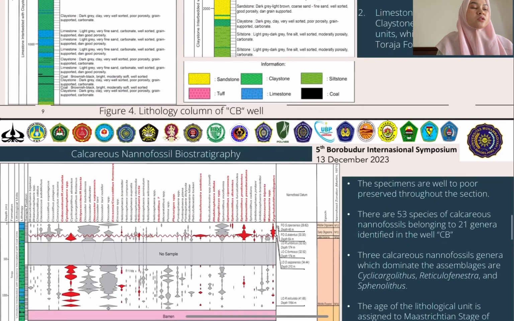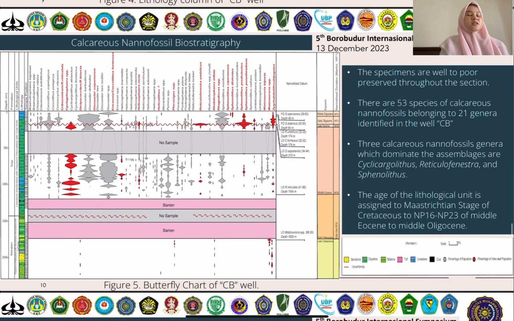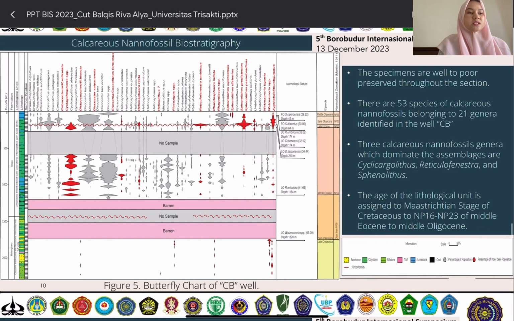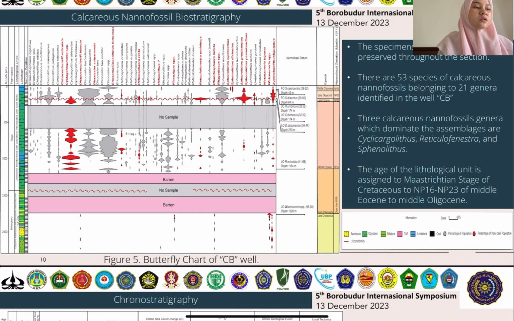Calcareous nanofossil biostratigraphy. The specimens are well to poorly preserved throughout the section, and there are 53 species of calcareous nanofossils belonging to 21 genera identified in the WLCB. The 3 calcareous nanofossil genera which dominate the assemblage are Cyclicargolithus, Reticulofenestra, and Sphenolithus.